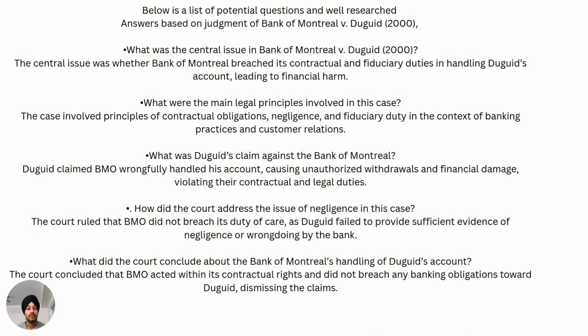The other one is, what were the main legal principles involved in this case? The answer is, the case involved principles of contractual obligation, negligence, and fiduciary duty in the context of banking practice and customer relations. The third one was, what was Duguid's claim against the Bank of Montreal? The answer is, Duguid claimed BMO wrongfully handled his account, causing unauthorized withdrawals and financial damage, in violation of their contractual and legal duties.